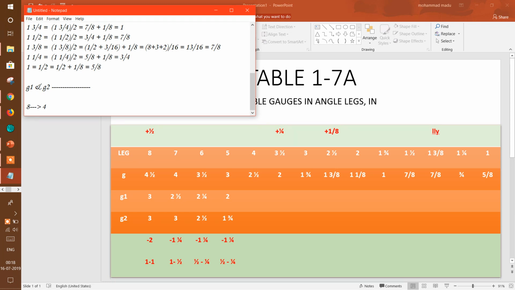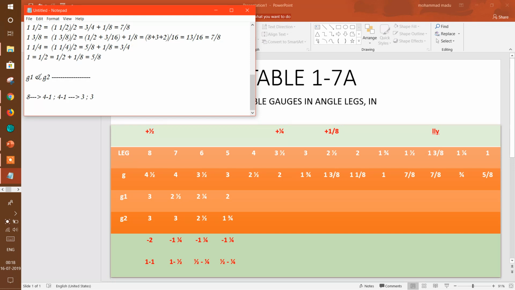The difference symbol. Yeah, 4, 4. And this 4, 4 is minus 1. Minus 1. Yeah, 3, 3. Yeah, we got it.